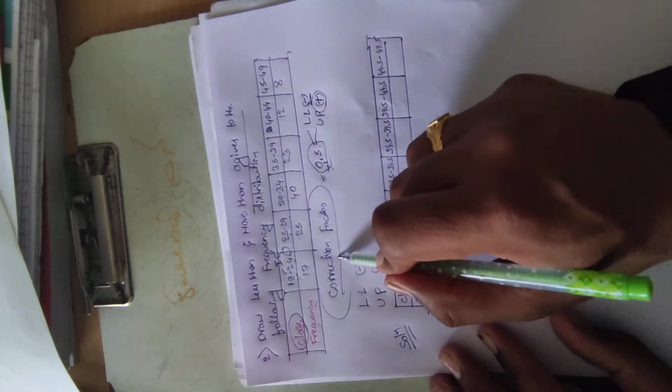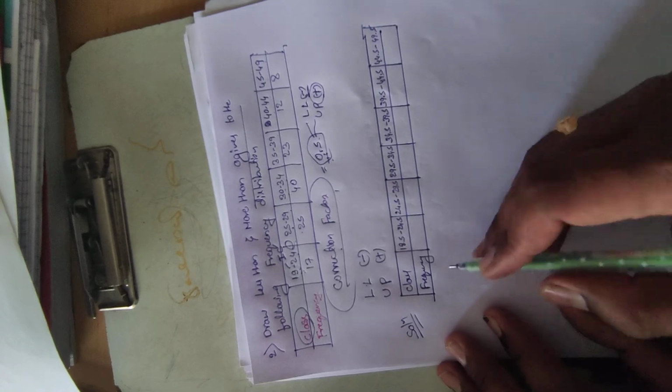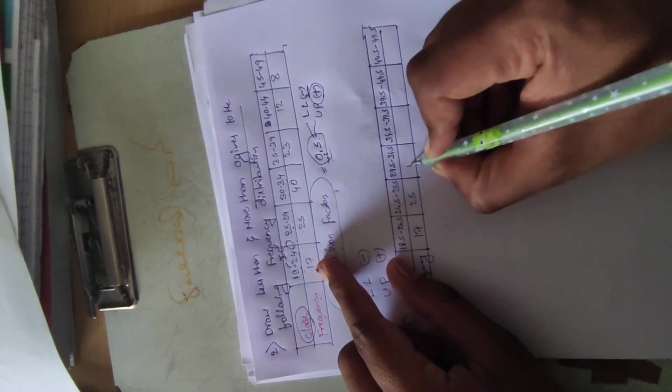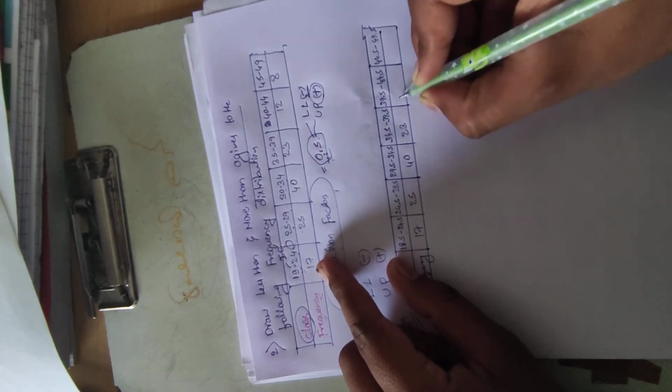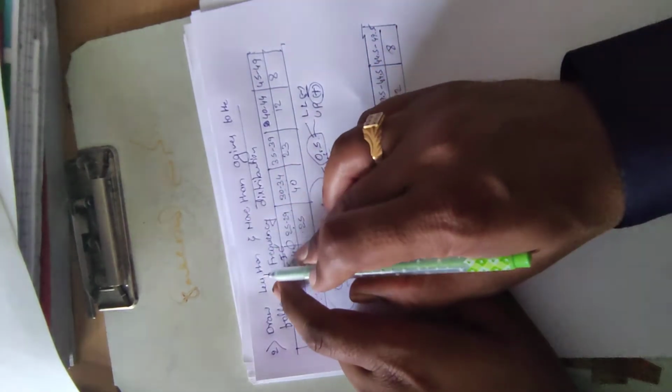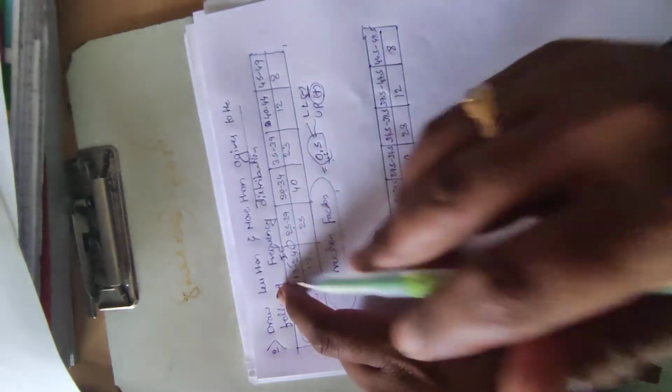At that time we should apply the correction factor. Okay, next the frequencies are the same: 17, 25, 40, 23, 12, 8. In this problem we have to draw both the less than and more than ogives.